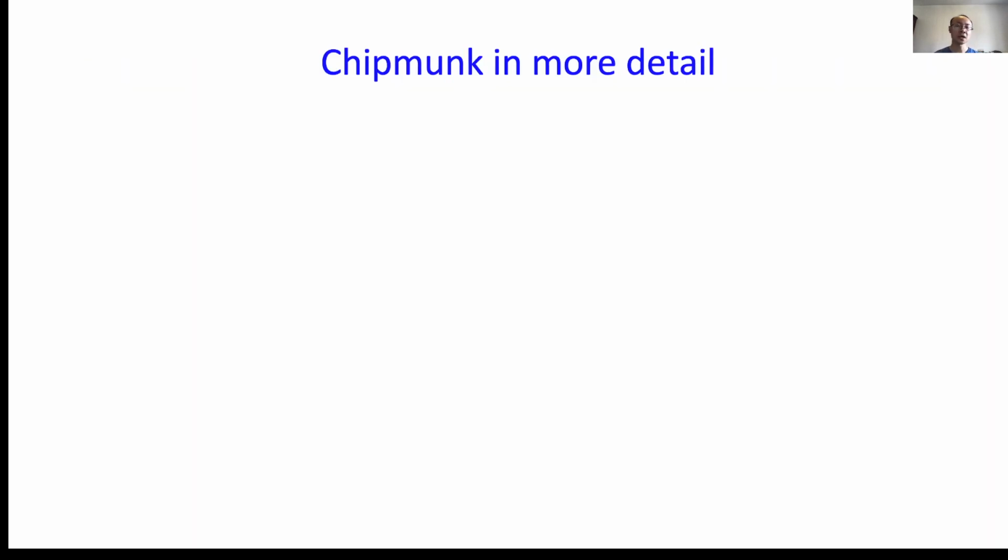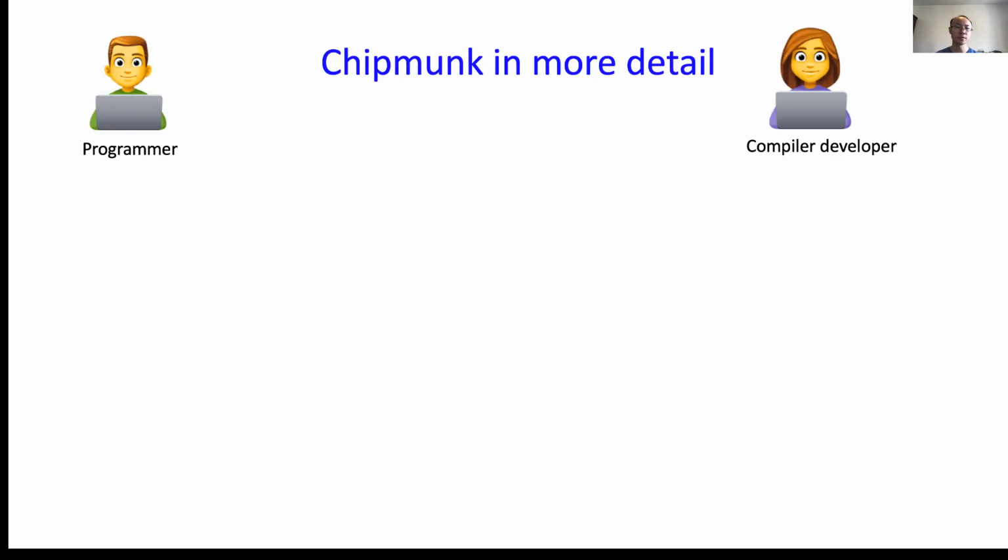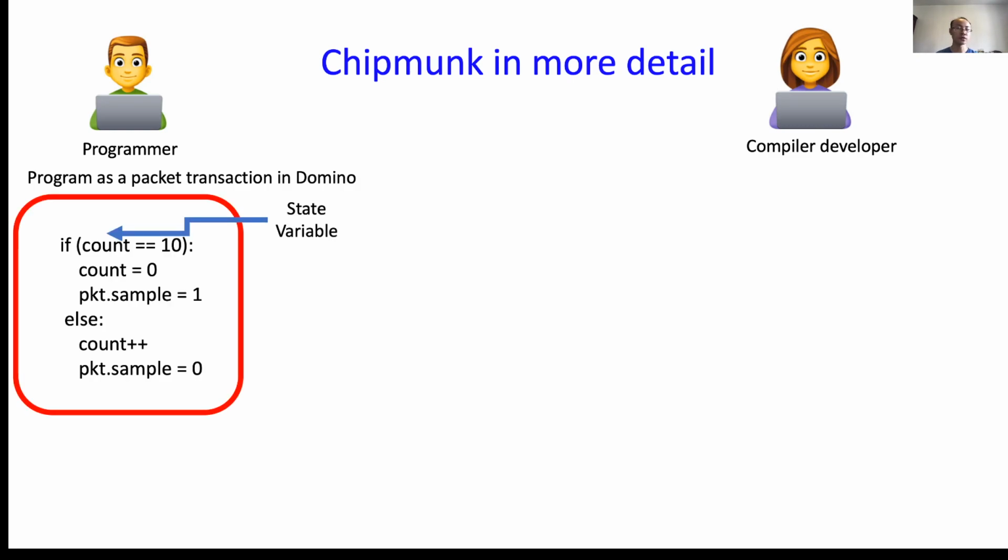Let's take a look at Chipmunk in more detail. Still, we have these 2 people. The programmer will write a packet transaction program in Domino language because Domino preserves the transactional semantics. He will use state variables like count to represent the persistent switch state, and packet fields like packet.sample to represent the packet header.